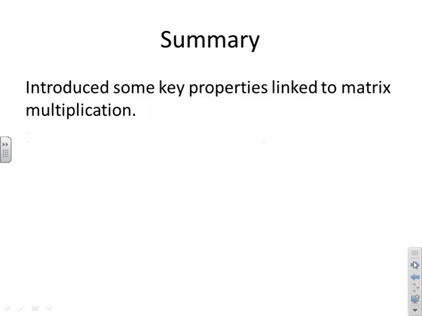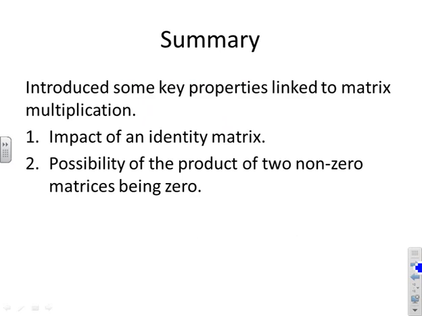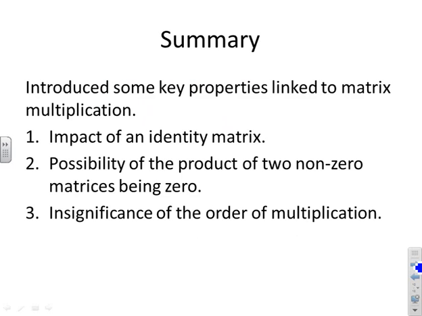So, summary. We introduced some key properties linked to matrix multiplication. We looked at the impact of multiplication by the identity matrix and seen that it's nothing. The possibility of the product of two non-zero matrices being 0, and that's quite common. The insignificance of the order of multiplication when you have many matrices multiplied together, and the concept of commutativity.